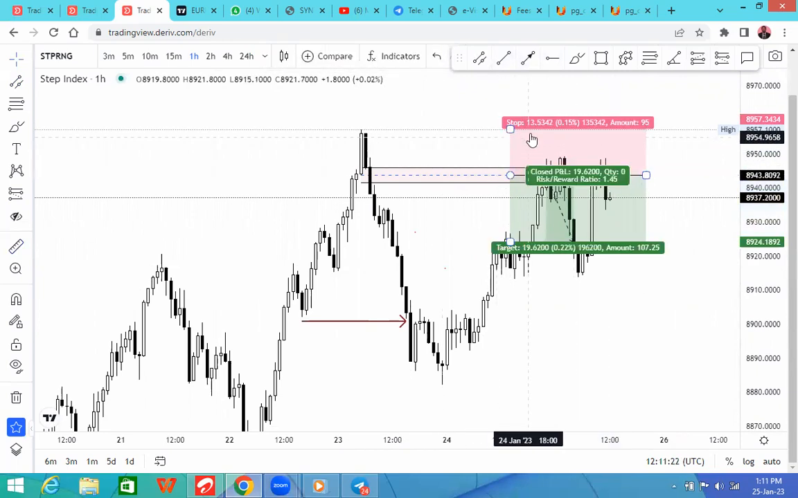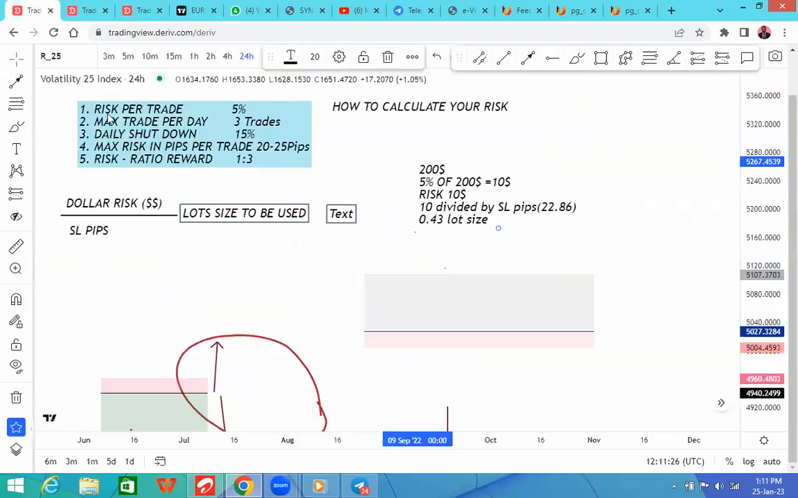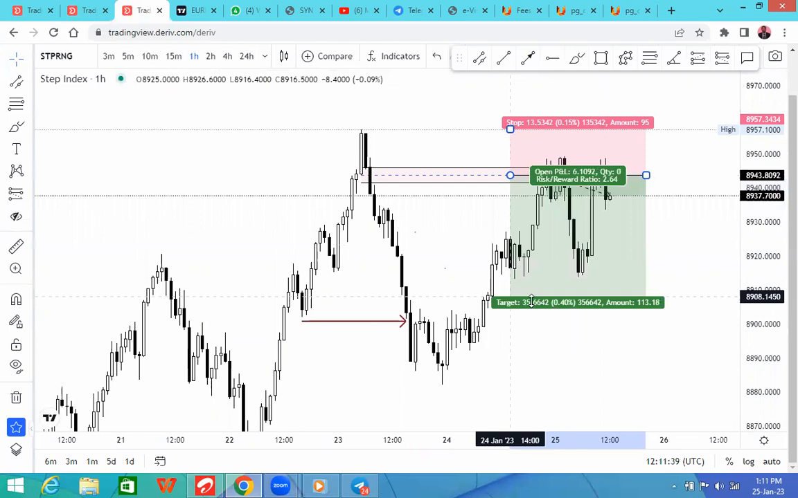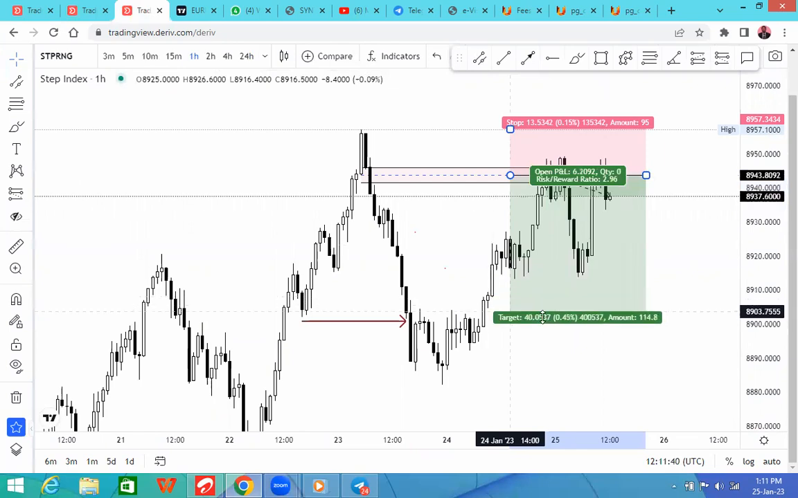Now, what is this stop loss? Look at this stop loss. This is 13.5 pips. And we are using what? We are using 20 to 25 pips. So this trade would have been okay if you set your stop loss here and take entry. Then we need to go for 1 to 3. This is 1 to 1, this is 1 to 3.